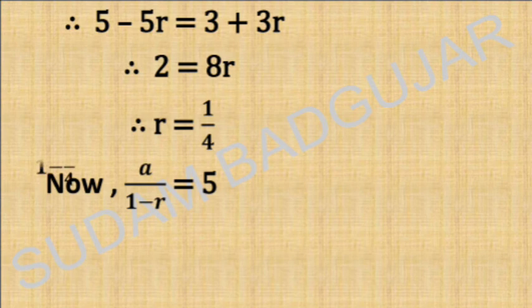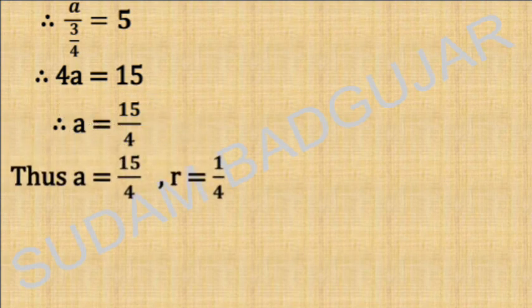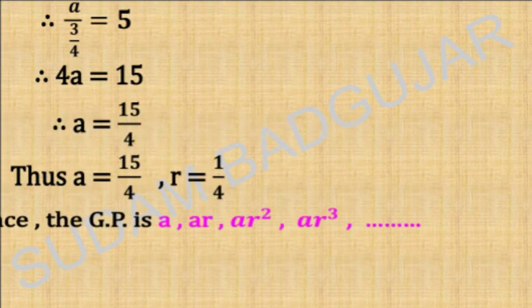So A upon 1 minus 1 by 4 is equal to 5. After taking LCM and cross multiplication, A upon 3 by 4 is equal to 5. So 4A is equal to 15, so A is equal to 15 by 4. Okay, 15 by 4 is the first term. Here A is 15 by 4 and R is 1 by 4.